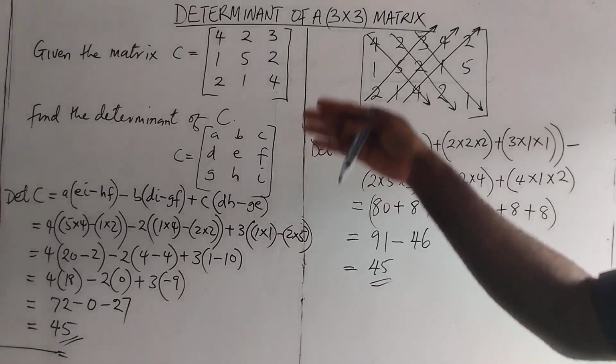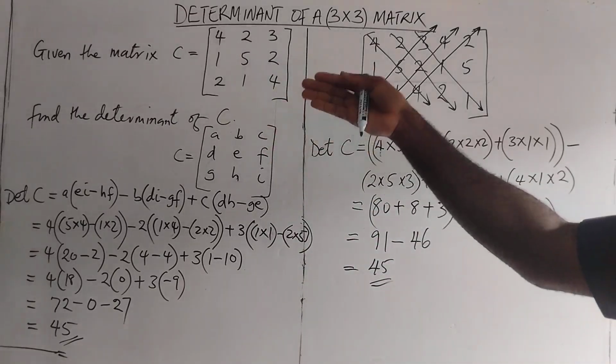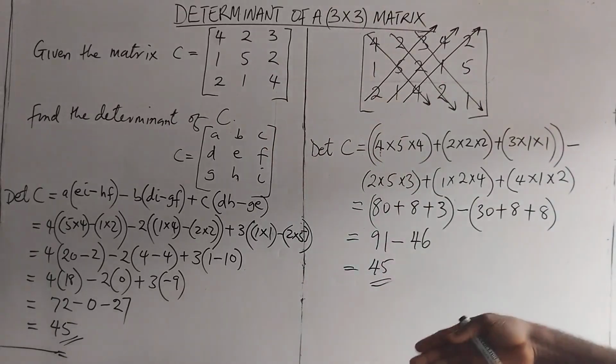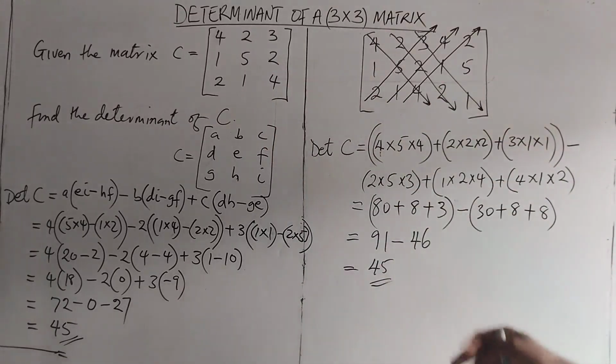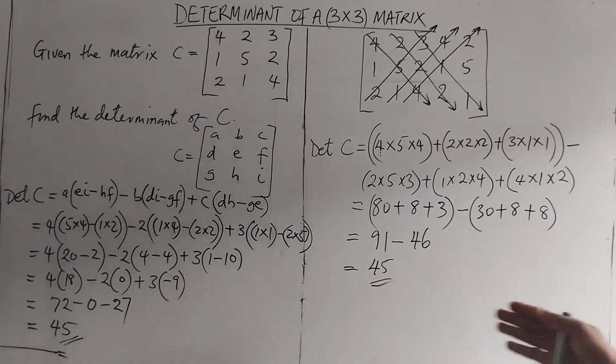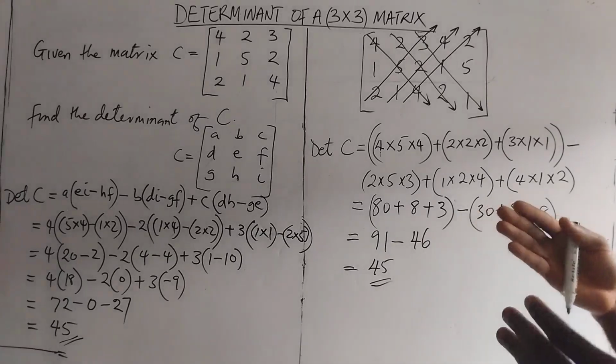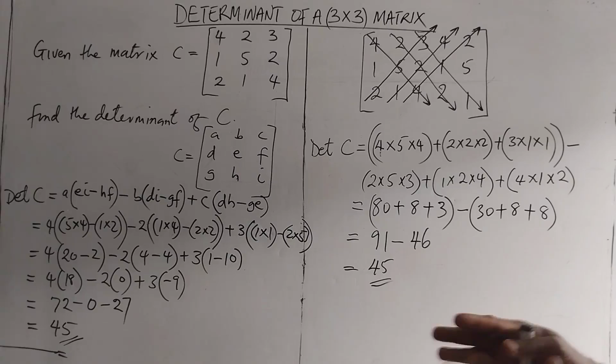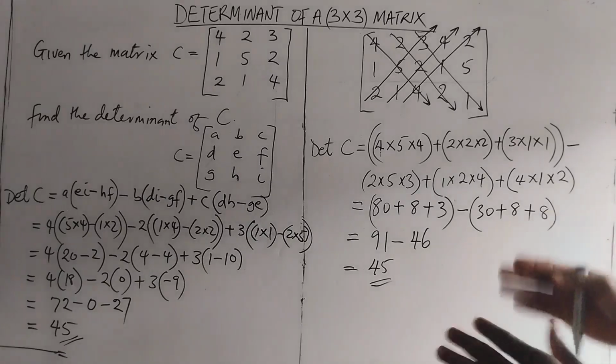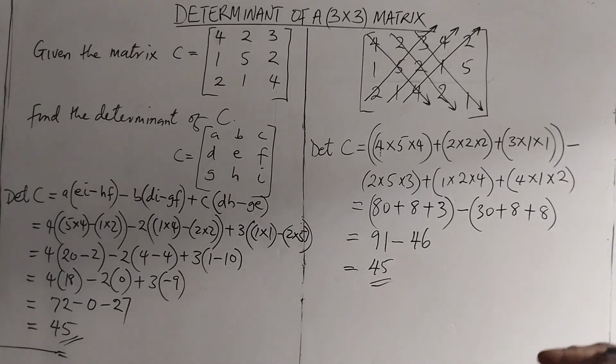You can see that the answer we got using the cofactor method is the same answer we got using the Sarrus rule. So whichever one you find comfortable using, please use that one. As long as you use the method correctly, you will arrive at a correct answer.